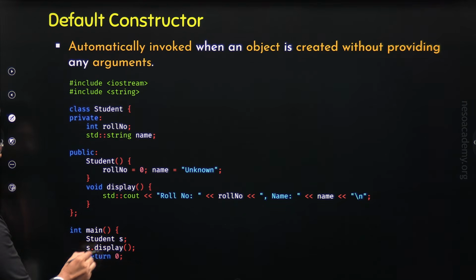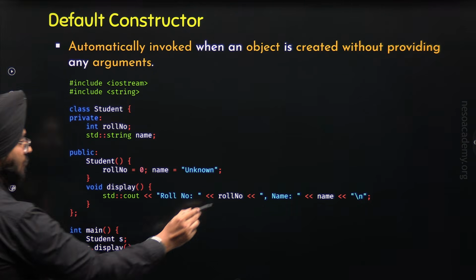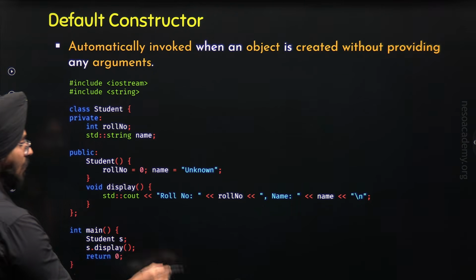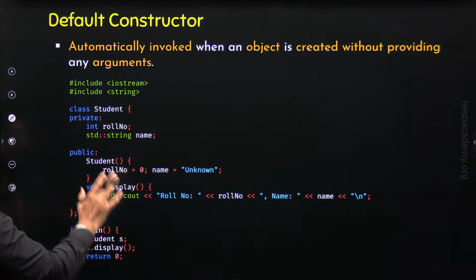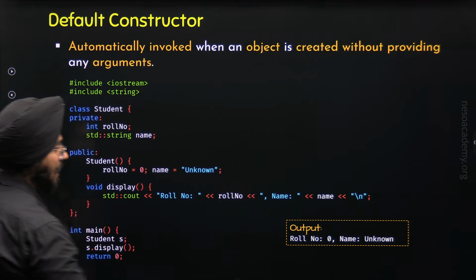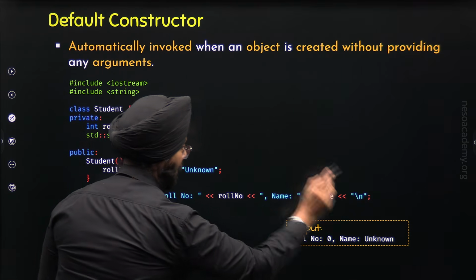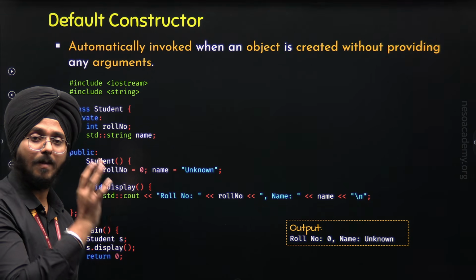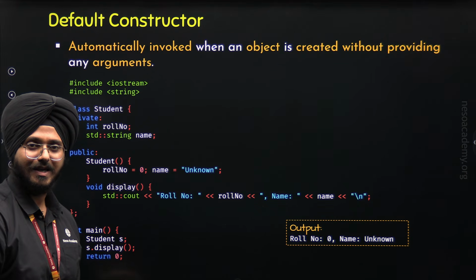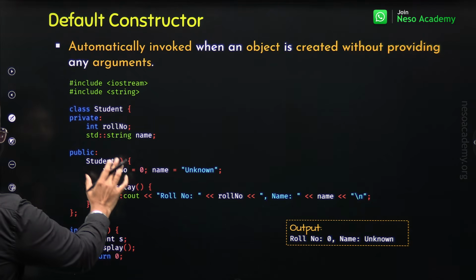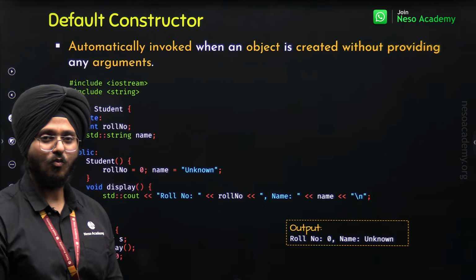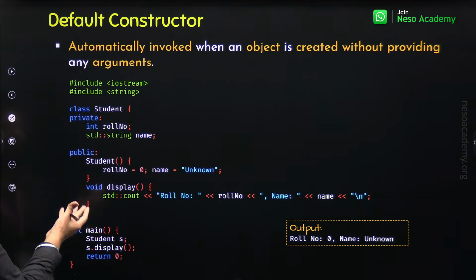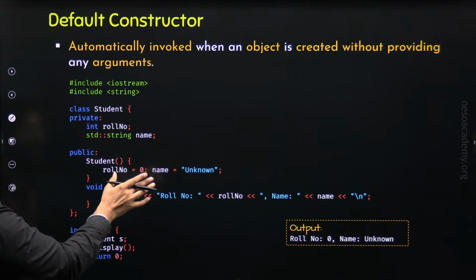Now here I'm calling the display function through the S object. And due to this reason, this roll number will be replaced by 0 and name will be replaced by the string unknown. So when we execute this program, we will get the output roll number as 0, name as unknown. I hope this is completely clear to you. So in this way, we can define a default constructor. Now here is a question for you. What do you think? What happens when we do not define the default constructor?